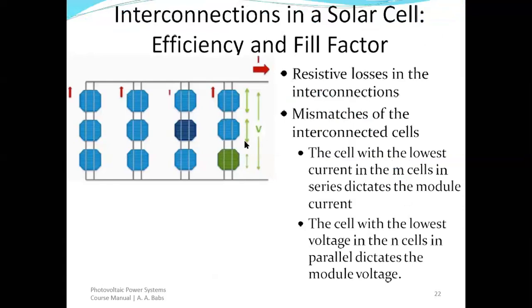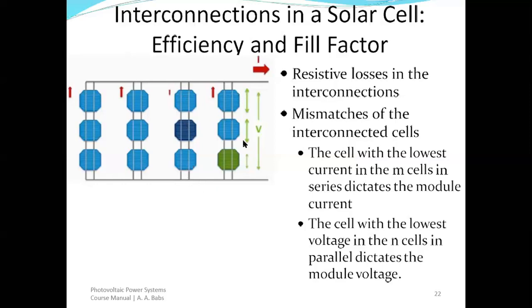The colored cells are usually of the same color. What they're just trying to tell us is that we could have a mismatch. If we have a mismatch, they're telling us here that this deep blue cell is different from the sky blue cell. These are different cells. When you have different cells here, they're going to have different configurations, and the one with the lowest configuration, especially if they're connected in series, will determine the output of all the cells in series.